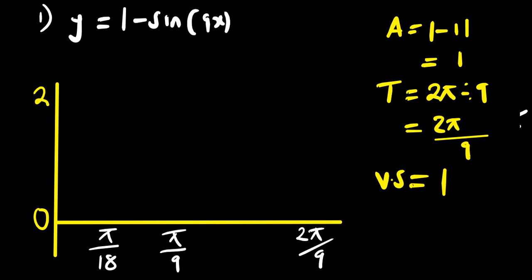Pi over 6, and I think it's going to be the same if you say pi over 18 multiplied by 3. You know that 3 into 3, 3 into 18, that is 6. Okay, so we have pi over 6. So this is a sine graph.